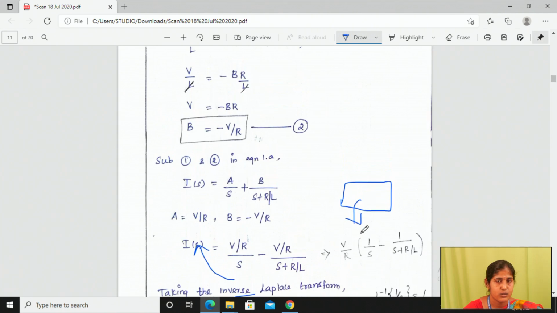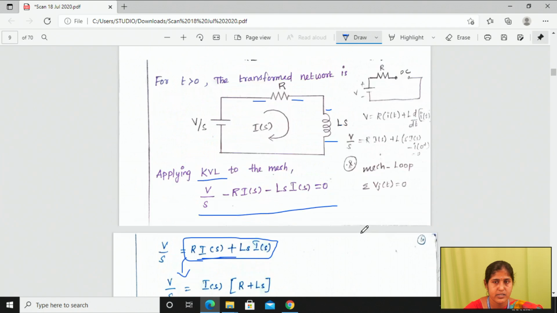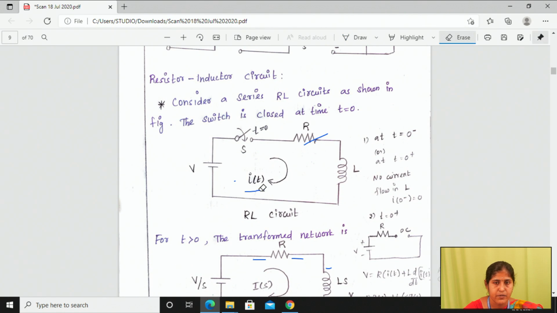Okay. So this is the function. Once again, I will recall this topic, then we will move on to the next topic. So see the function. In this statement, the given question is, consider a series RL circuit as shown in figure. The switch is closed at time t equal to 0. This is the concept. Okay. So you have to analyze the network at t equal to 0. How we can find the I of t for the RL series circuit. So that is what we have to find out in this derivation. Okay. So this is the given circuit.